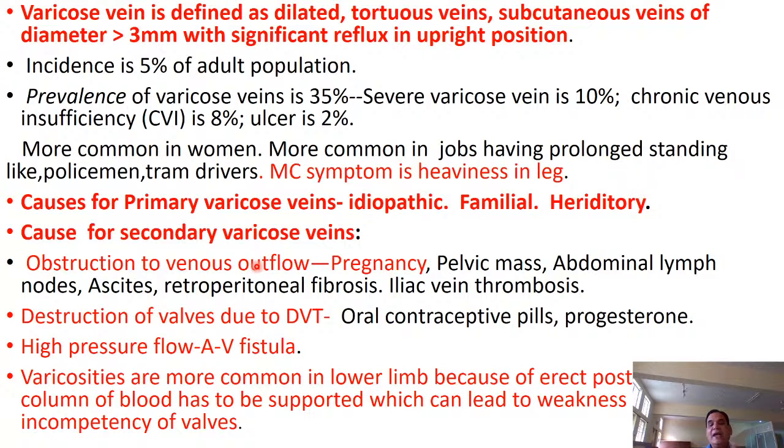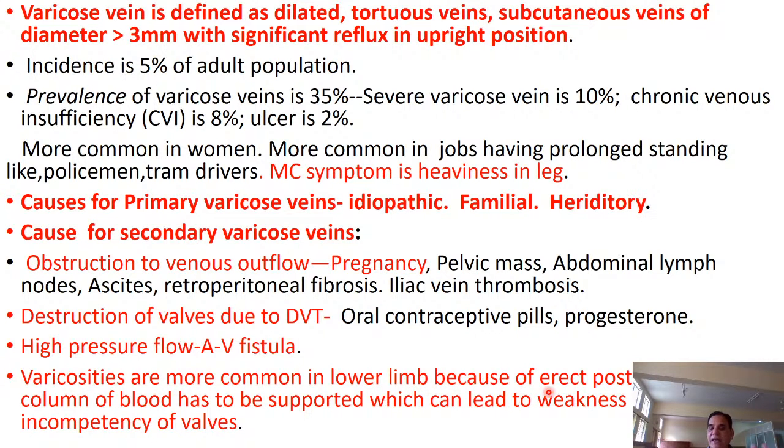And for obstruction, anything in the pelvis which causes pressure over the inferior vena cava will indirectly lead to obstruction. Common causes: pregnancy, mass, lymph nodes, ascites. Remember only pregnancy and pelvic mass. High pressure AV fistula is also an important cause, and now artificial AV fistulas for dialysis are also a common cause for varicosities.